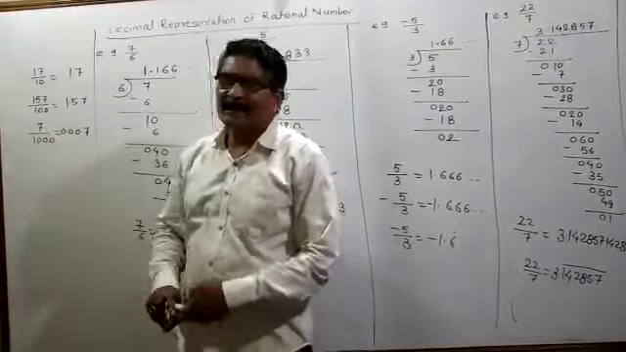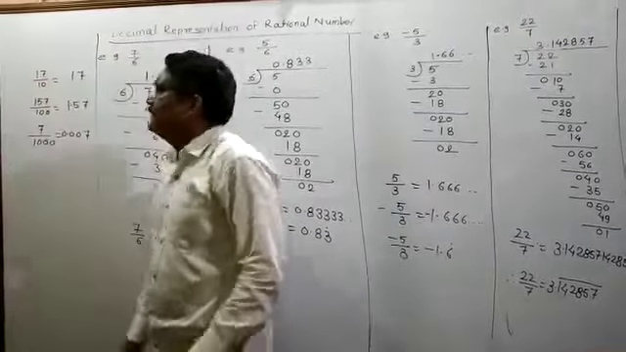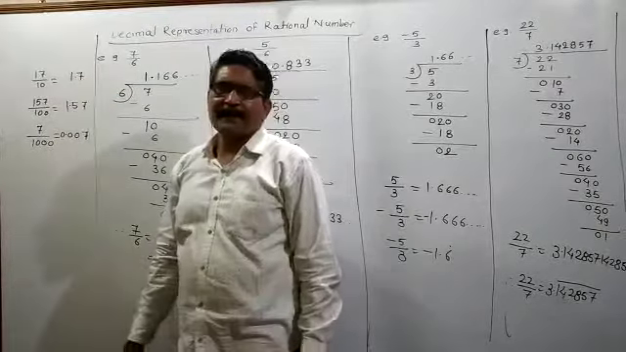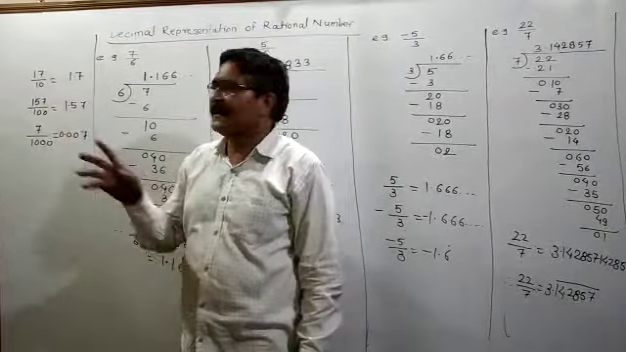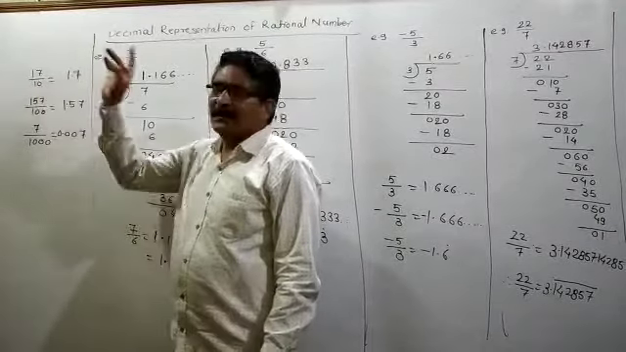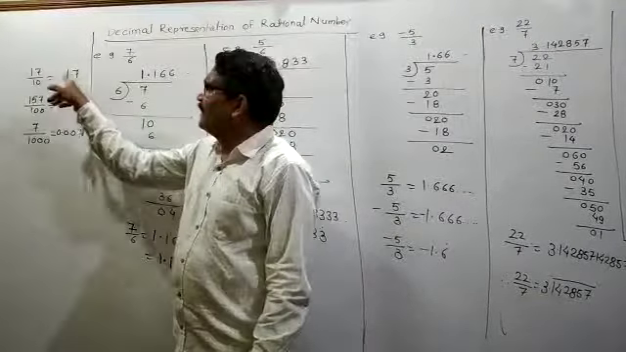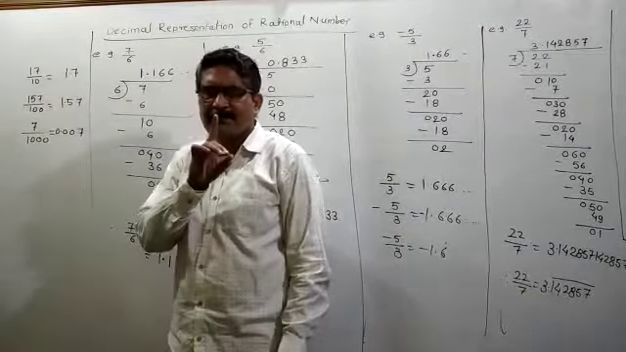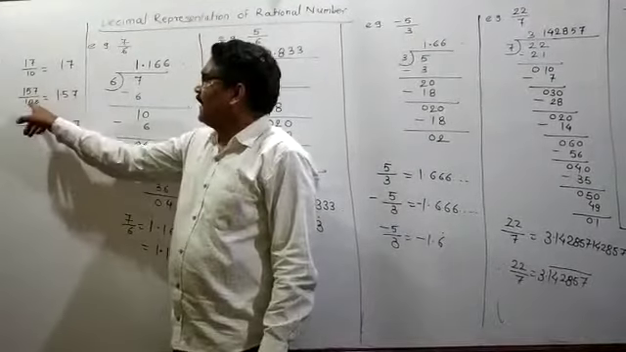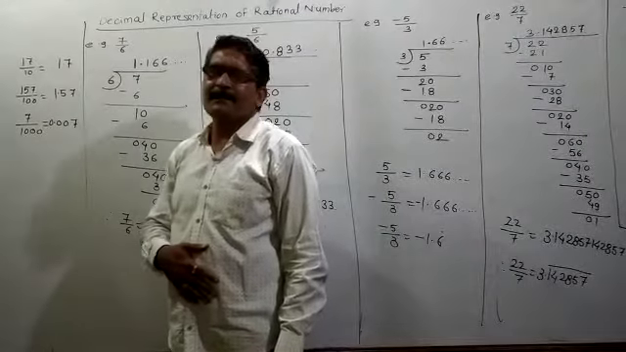If you want to write this in the decimal form, you have to write the numerator as it is, 17. If the denominator is 10, 100, 1000, you write the 17 as it is, and you shift one decimal place. One decimal place means from the right, after one number you give the decimal point. If two decimal places, write the numerator as it is, and after two numbers from the right you give the decimal point.